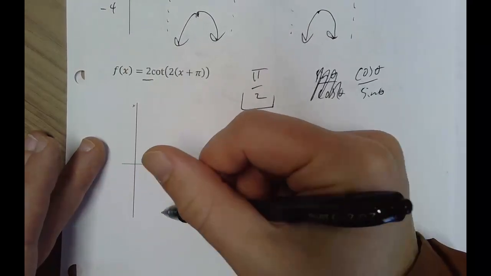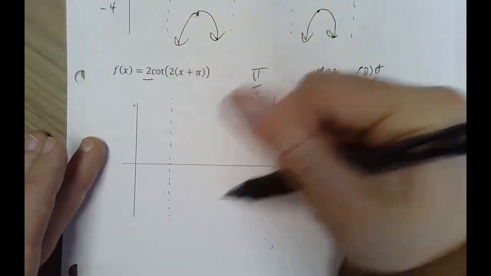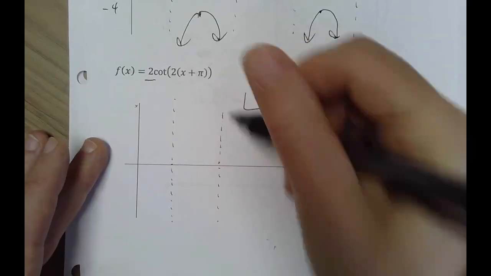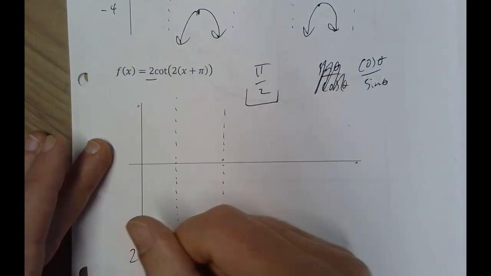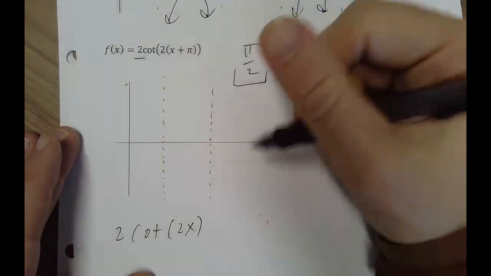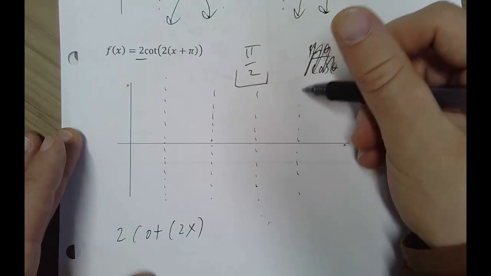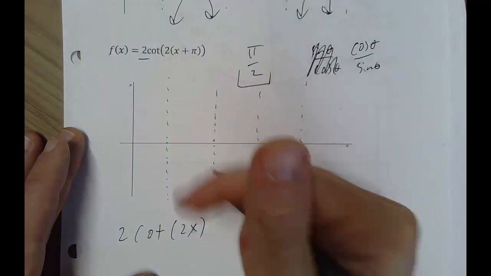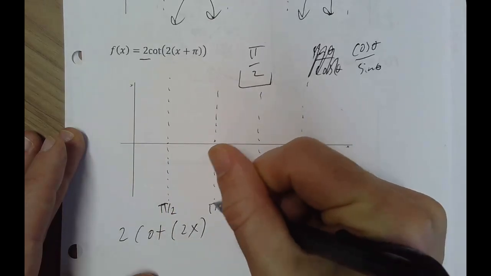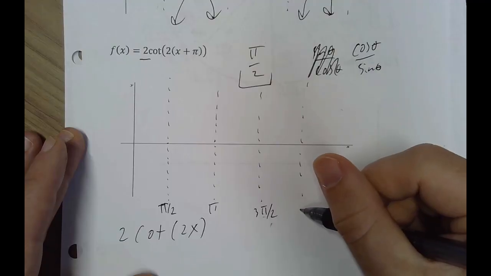I'll show you why. So let me sketch, for example, what just the regular one looks like. Right now, what I'm sketching is 2 cotangent 2x. I'm not gonna do anything with the plus pi right now. I'll show you why they're the same. So what you'd be telling me is that this has got to be pi over 2, this has got to be pi, this has got to be 3 pi over 2, and this has got to be 2 pi.